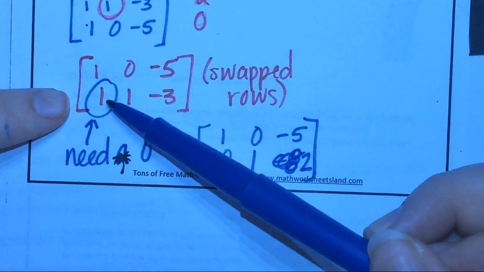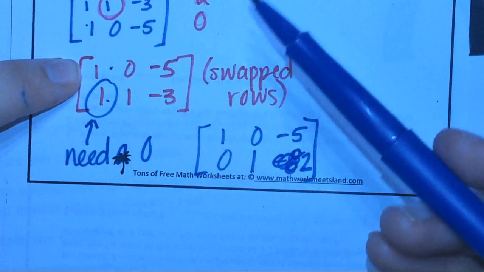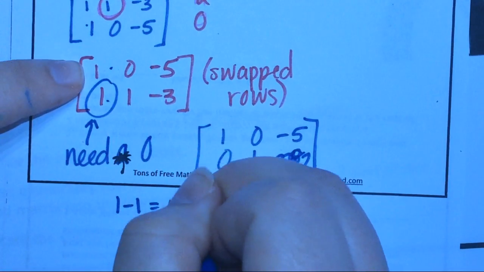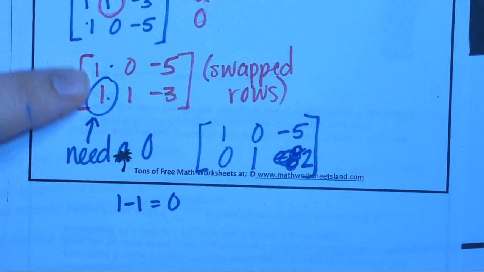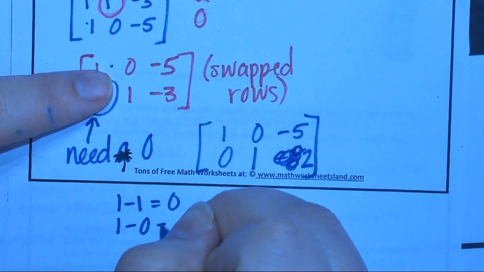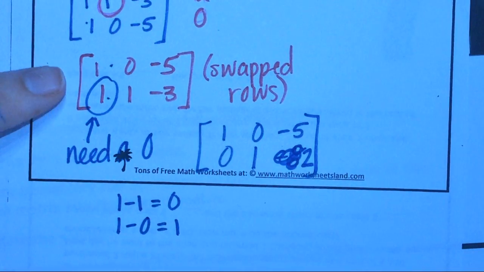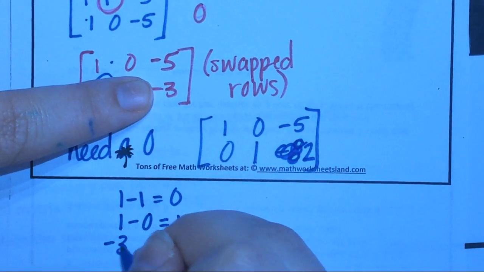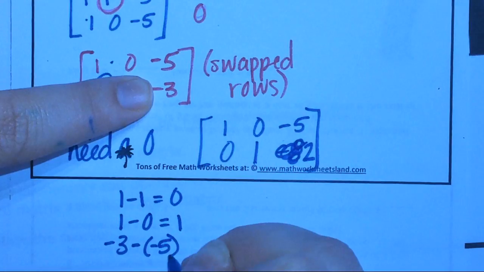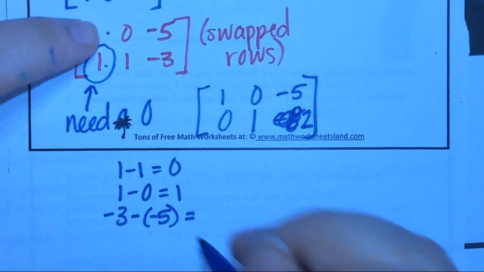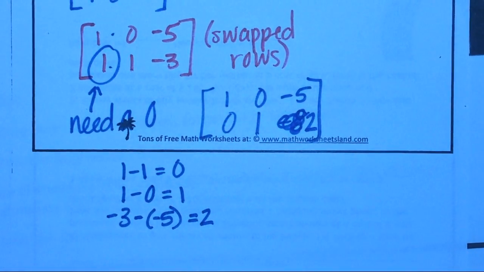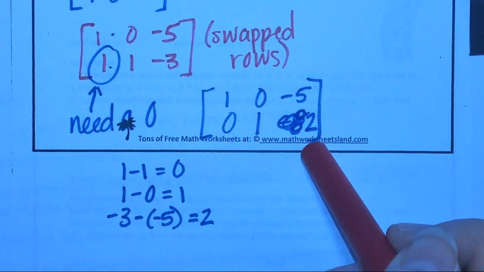I did the bottom row minus the top row. So I did 1 minus 1, I got 0. I did 1 minus 0, I got 1. And then I did negative 3 minus a negative 5, which is where I made my sign error, because it really should be a positive 2. Are there any questions about how I got 0, 1, 2?